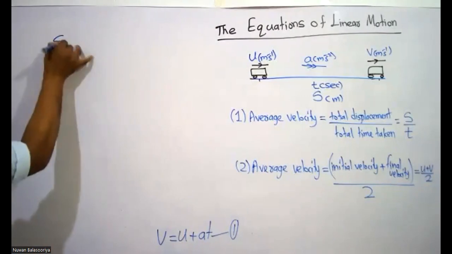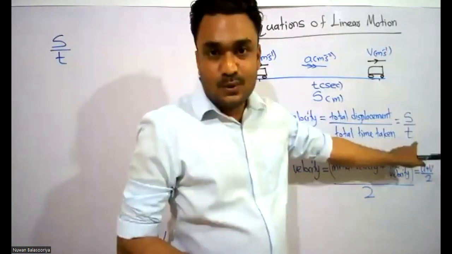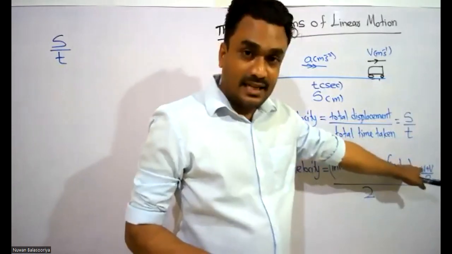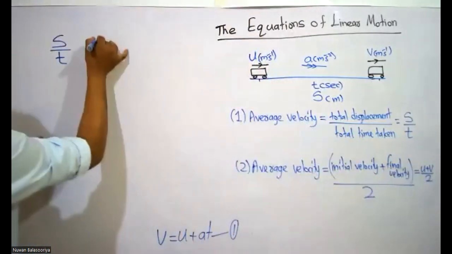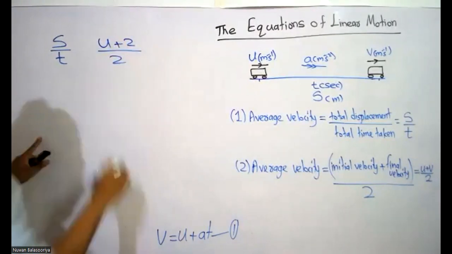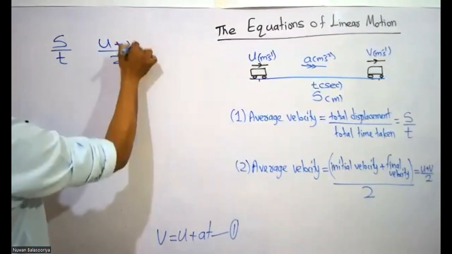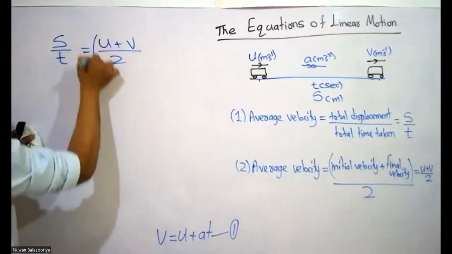So the average velocity given by the first equation is s over t. The average velocity given by the second equation is u plus v over 2. These two velocities should be the same.